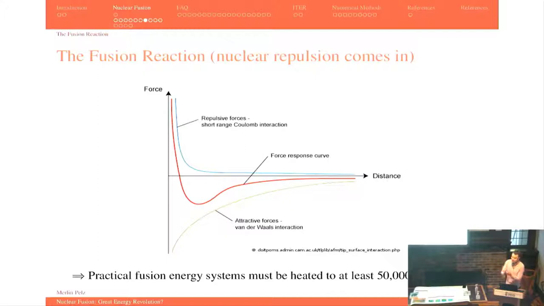But when the nuclei are nearly touching, we get an overall drop in the force response curve. So this is kind of an addition of the two forces. At a nearly vanishing distance, the nuclei are crashing into each other. And this is the fusion reaction. So we are overcoming the Coulomb force then.